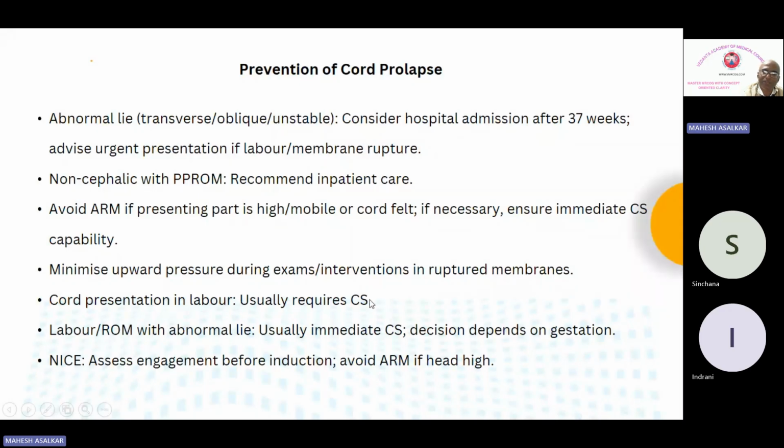Cord presentation in labor will require cesarean section. Labor and rupture of membranes with abnormal lie usually require immediate cesarean section; the decision depends upon the gestation. Okay, what does NICE say? Assess engagement before induction.